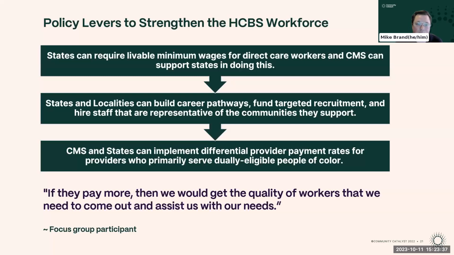Some policy levers to strengthen the home and community-based workforce include: states can require livable minimum wages for direct care workers, and CMS can support states in doing this through technical assistance and guidance. States and localities can build career pathways, fund targeted recruitment, and hire staff that are representative of the communities they support. Specifically, pathways to leadership and management positions should emphasize recruiting staff who share cultural backgrounds and/or speak the primary language of the communities that the organization supports. It's at these positions where decisions about programmatic priorities and budgets are often made. And CMS and states can implement differential provider payment rates for providers who primarily serve duly eligible people of color.